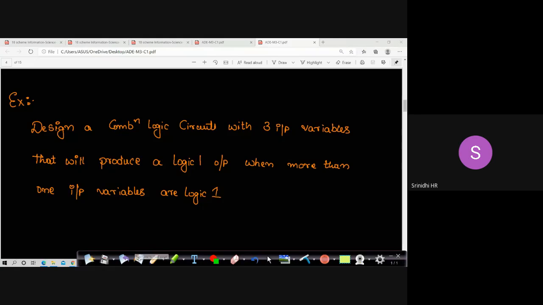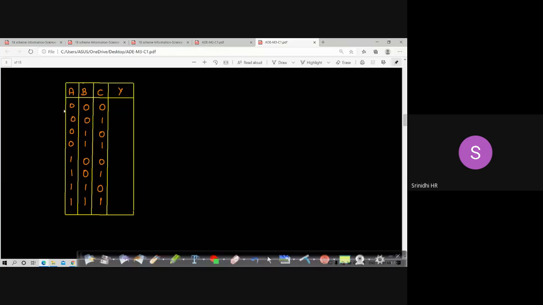So how do you approach this problem? Let's go with the solution now. I have my 3 inputs, let us say A, B, C. Now we shall try to write the output. I have taken 0 to 7 here. This is my binary representation of all the numbers: 0, 1, 2, 3, 4, 5, 6 and 7. You people know how to write this.